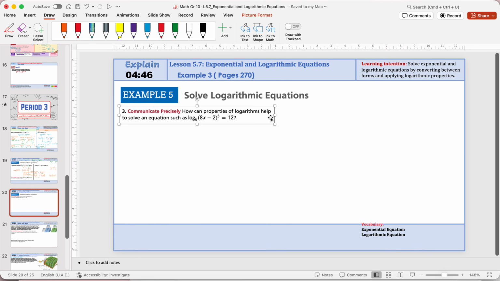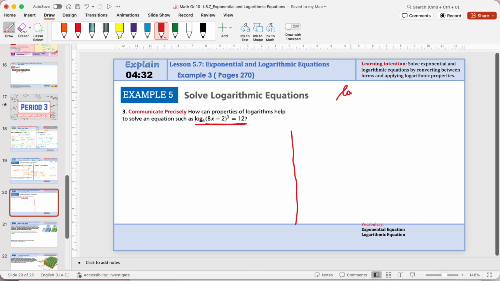Let's do this question together. How can you use properties of logarithms to solve such an equation? So first of all, this is an equation of logarithm, but I don't have log on both sides. Now in this case, when you have log of base for a term a and equals to an answer, you can't really cross that log. This is called the logarithmic form, log form. You can change it from log form to exponential form.